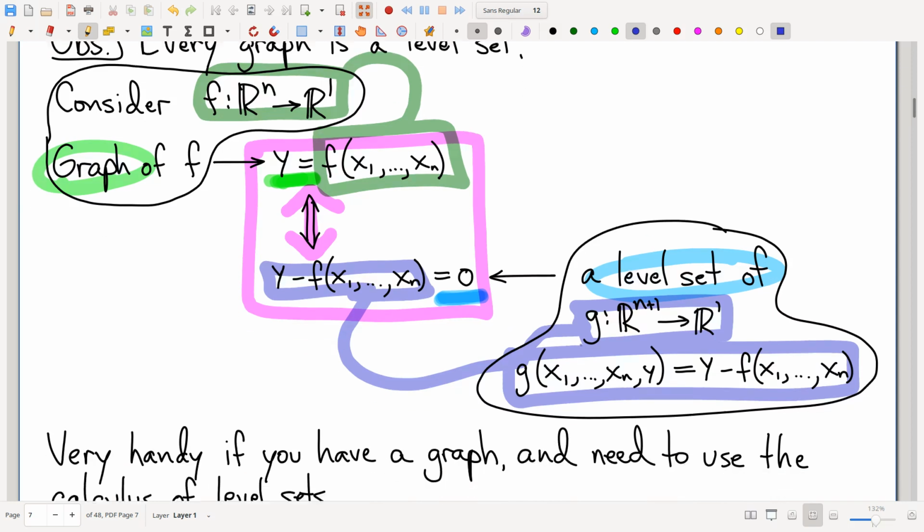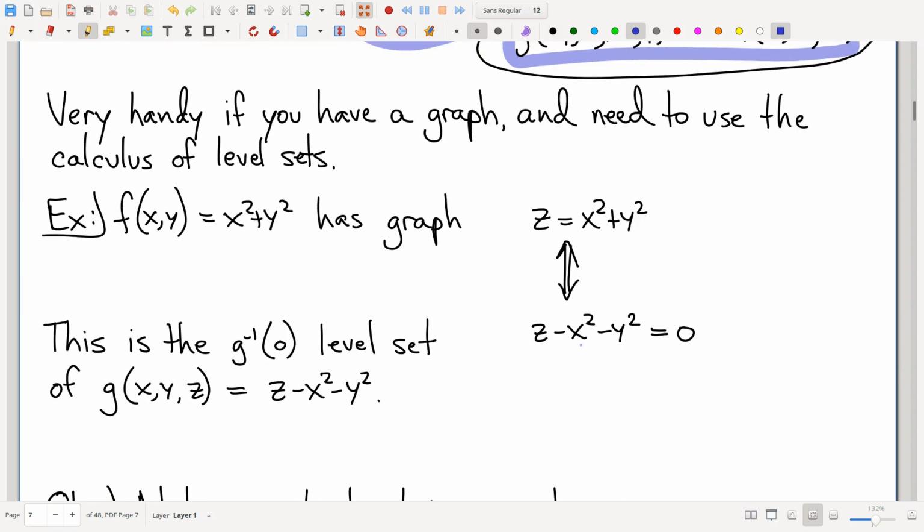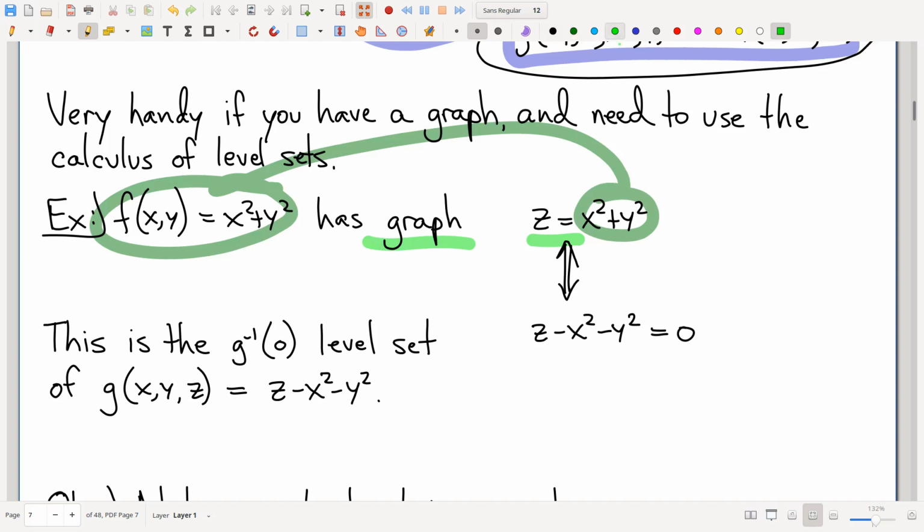So here's an example of this in action. Suppose the question is posed to you that you want to understand the graph of this function here. And notice that's what I have here. That's the graph of this given function f. And suppose the question asks me to determine something geometrically about this graph that the calculus of level sets would totally crush. The calculus of level sets would be super handy.